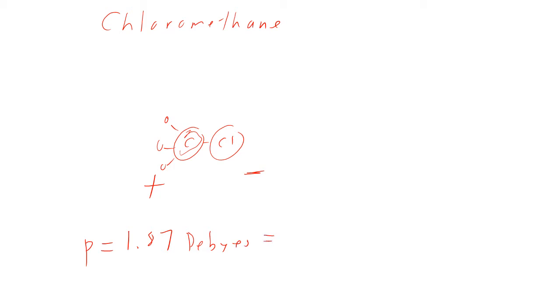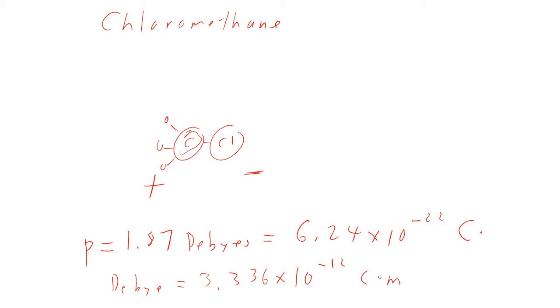Okay, so if you convert that, it turns out that a debye, which is used for molecular dipole moments, is equal to 3.336 times 10 to the minus 30 coulomb meters. Okay. So that means that if we put this into SI units, that would be 6.24 times 10 to the minus 30 coulomb meters.